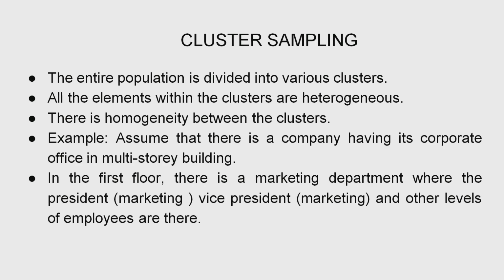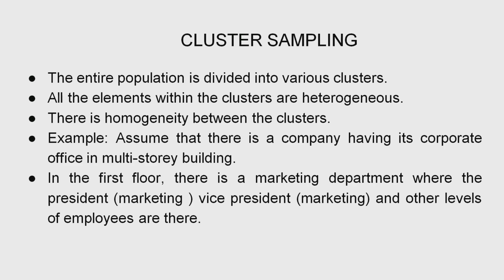On the first floor, assume that there is a marketing department where the president, vice president and all other levels of employees are there. So, there is a heterogeneous element involved here, that is, all the departments of the company are located in the same building, but on a particular floor there is a marketing department in which other employees are also working. So, there is homogeneity. Why I am saying this is homogeneity here is that the salary or the expenditure or the entertainment done by a marketing president or the vice president will differ from the marketing personnel, other salespersons or marketing managers, etc.